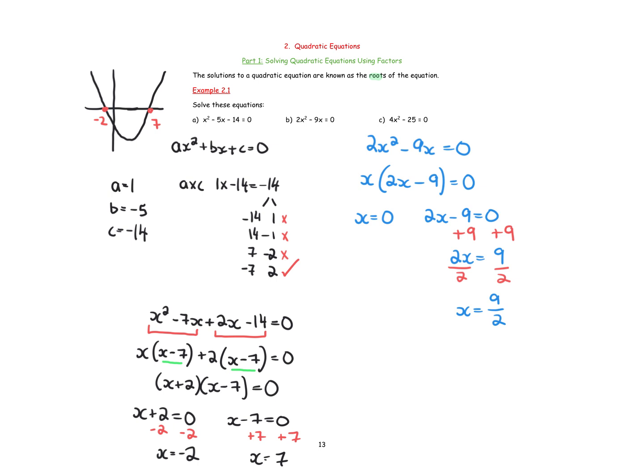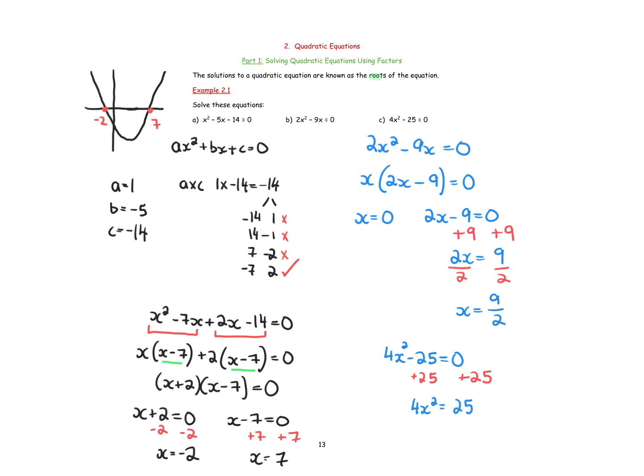Finally then, looking at the last question, we have 4x squared minus 25 is equal to 0. In this particular one, we have an x squared, but we don't have an x, and we do have a number. To solve this, we need to bring the number to one side and the x to the other. So I'm going to plus 25 to both sides, which will leave us with 4x squared is equal to 25.